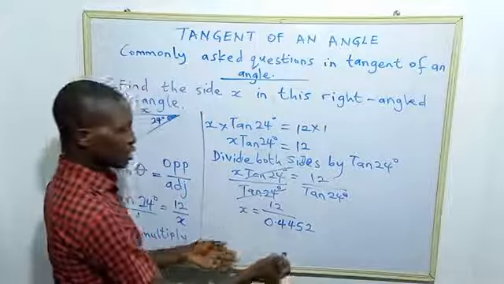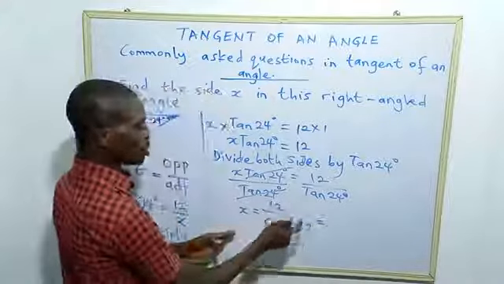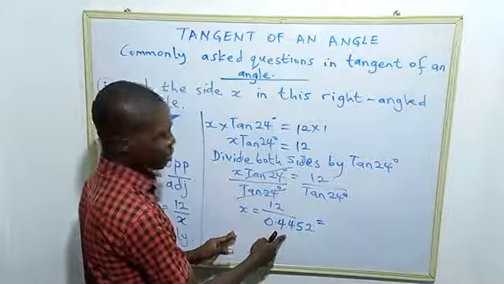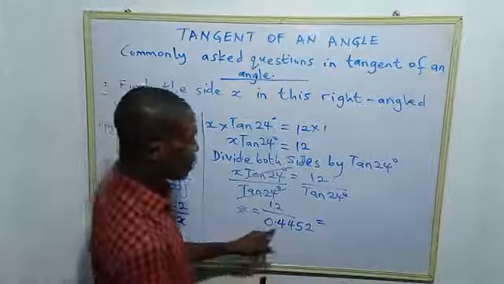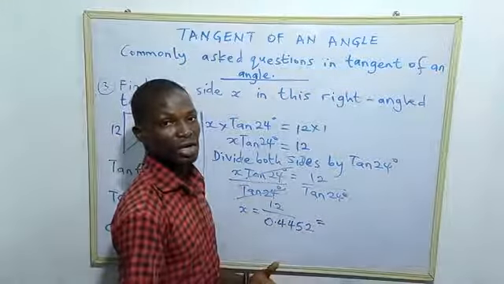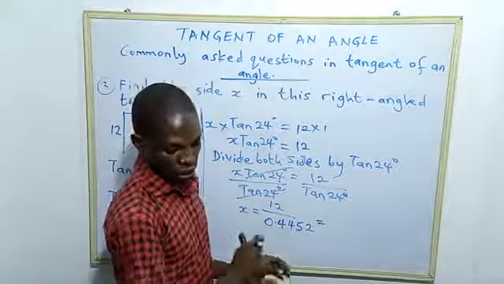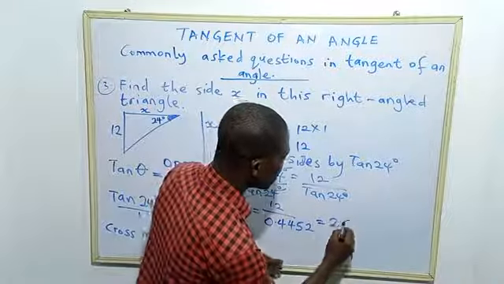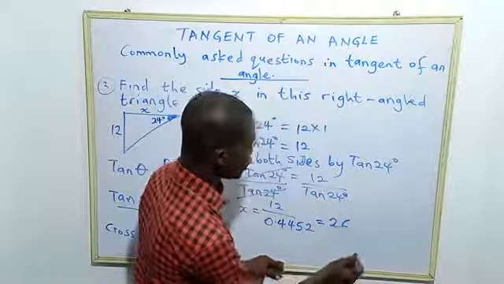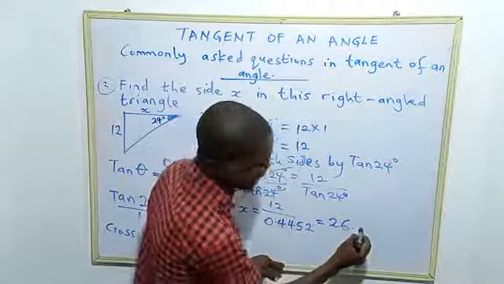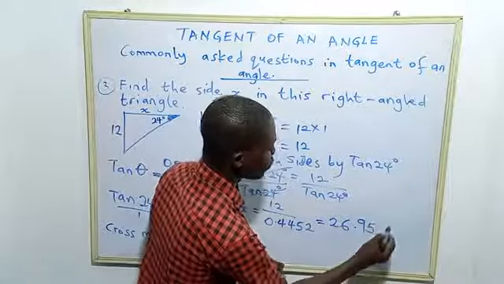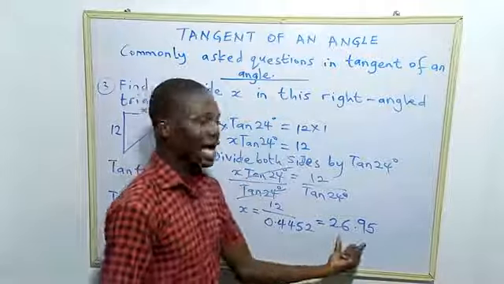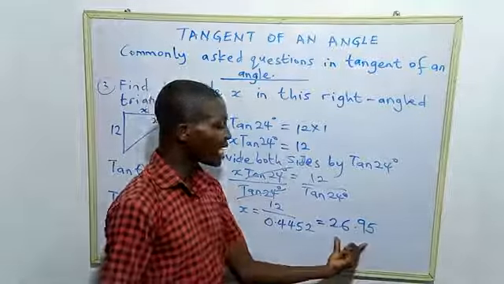So what do we do next from there? This one divided by this. 12 divided by 0.4452. Take your calculator and confirm. So the answer you get is 26.95.